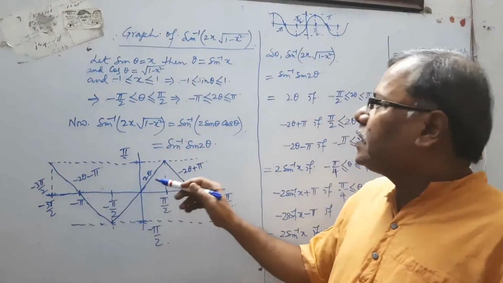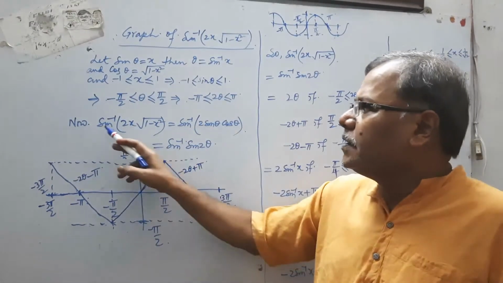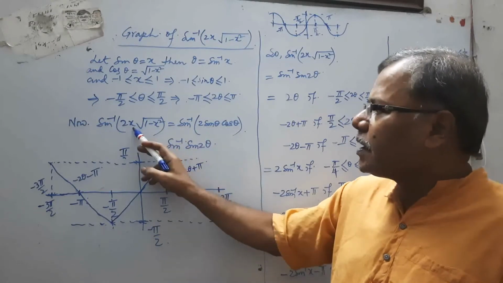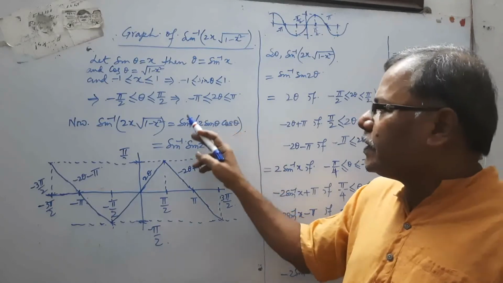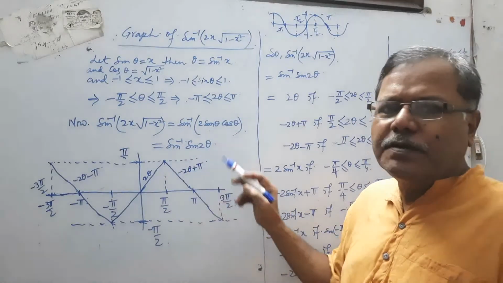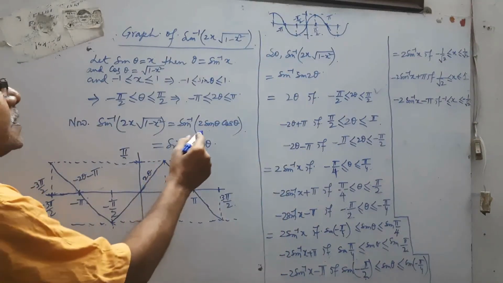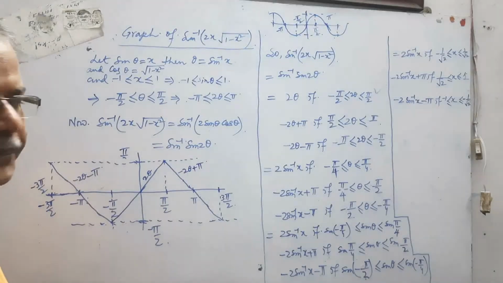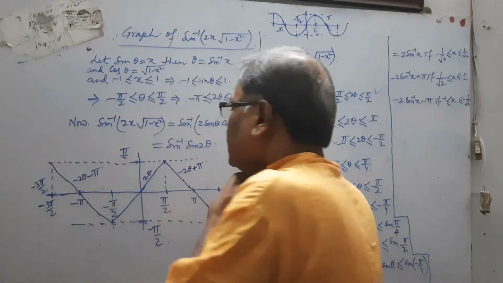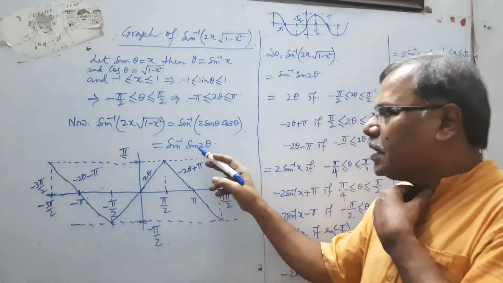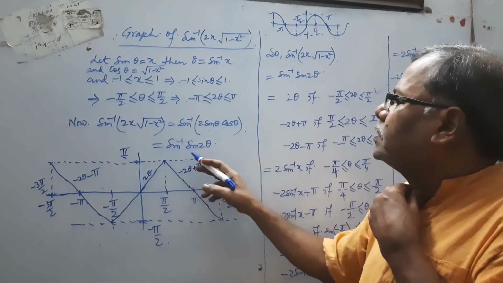So finally what we are getting is sine inverse of 2x root over 1 minus x square can be written as sine inverse, where x is sine theta and root under 1 minus x square is cos theta. So this whole thing becomes sine inverse of sine 2 theta. You are familiar with the formula that 2 sine theta into cos theta is equal to sine 2 theta. Now this sine inverse sine 2 theta cannot be written directly as equal to 2 theta. Alright, how to convert this?